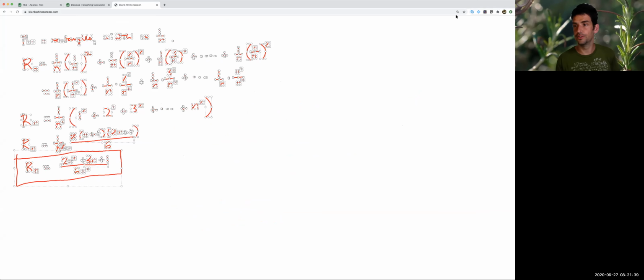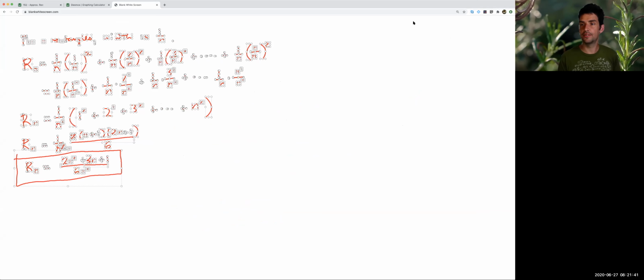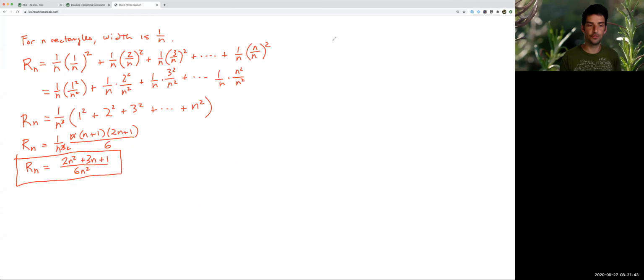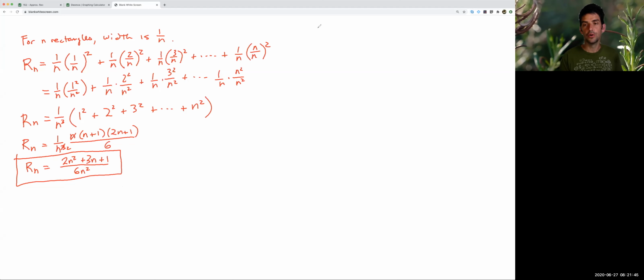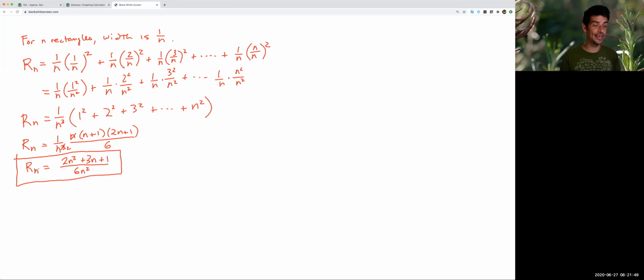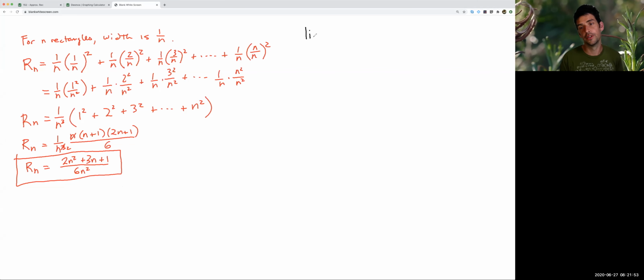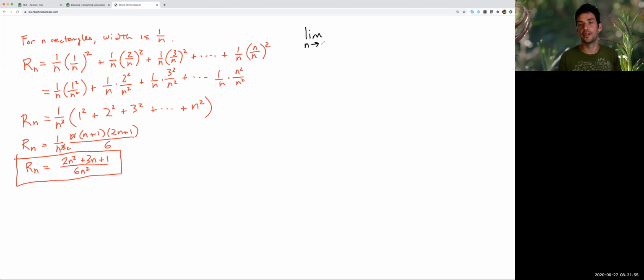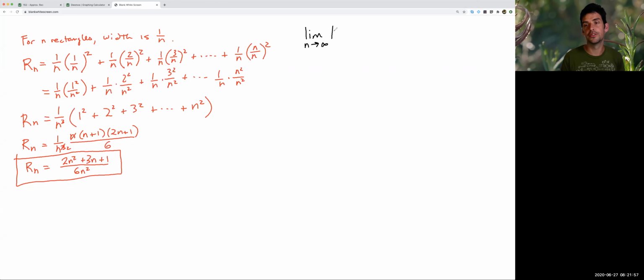In other words, what happens to this number, or what happens to this formula, if I make more and more rectangles? In other words, I get n to be larger and larger. I want to take the limit as the number of rectangles goes to infinity. We guessed, looking at those decimals, that it seemed like it was getting closer to 1/3.